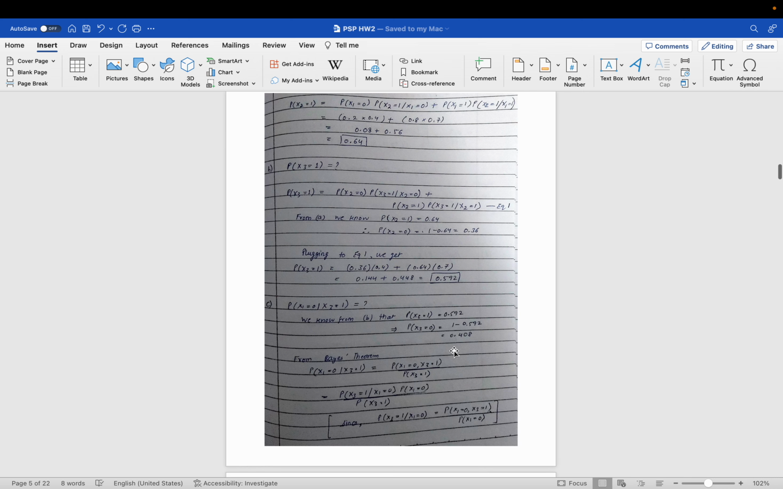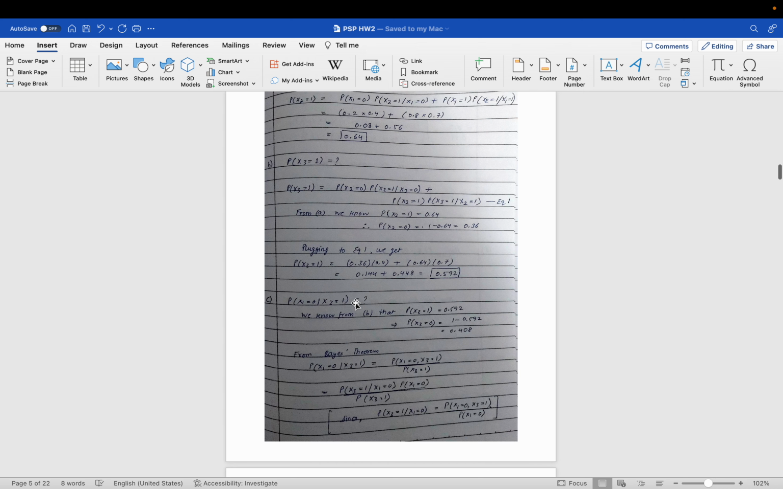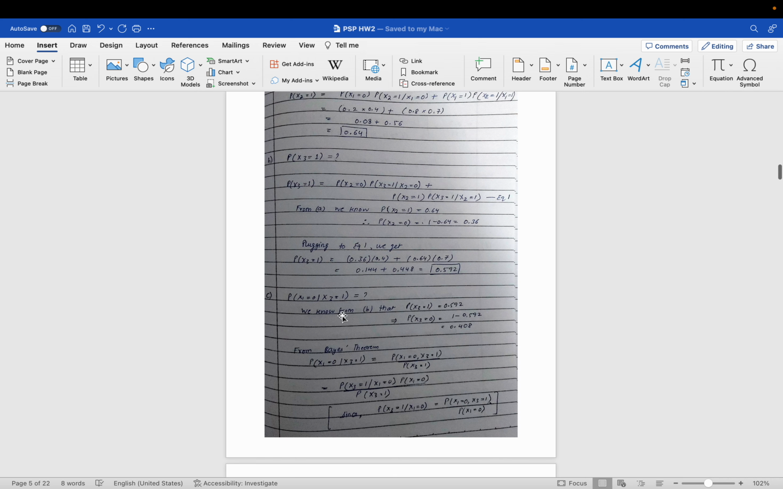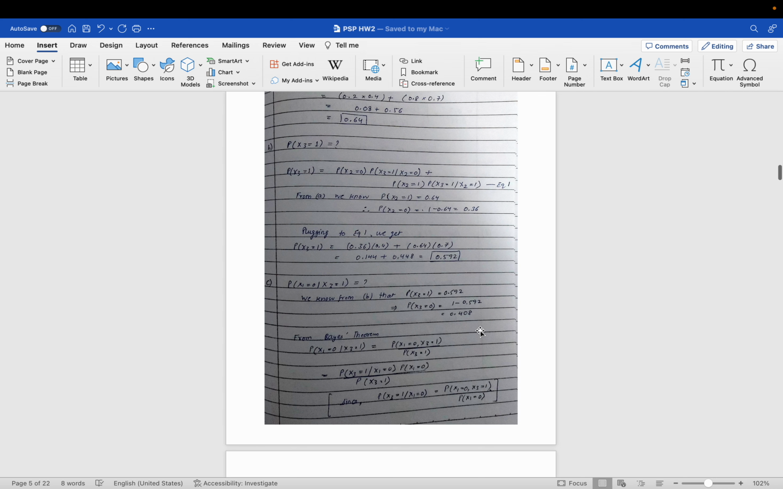Now for the third part, we are given that we need to find probability of x1 equals 0 given x3 equals 1. Now from the previous part we already know the probability that x3 equals 1 is 0.592 and probability of x3 equals 0 is 1 minus 0.592, which is 0.408.